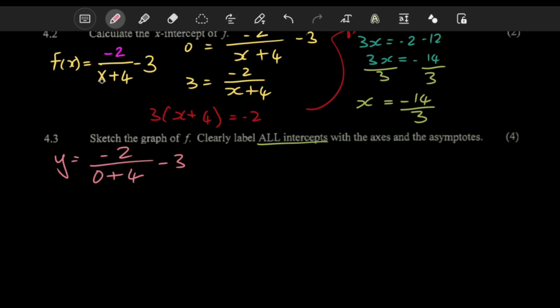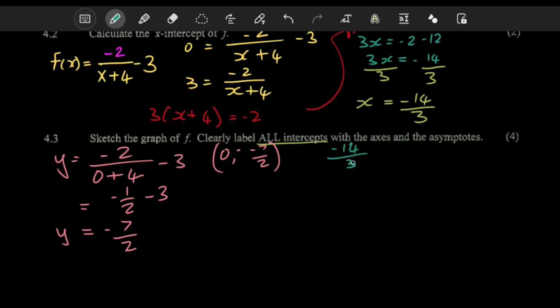you can just make this a 0. Simplifying that, you're going to have -7 over 2. So this is your y-intercept. Your y-intercept, you know that x is a 0, y is -7 over 2. And then we already worked out our x-intercept here, so we know that x is -14 over 3, while the y value is 0. So these are your intercepts.